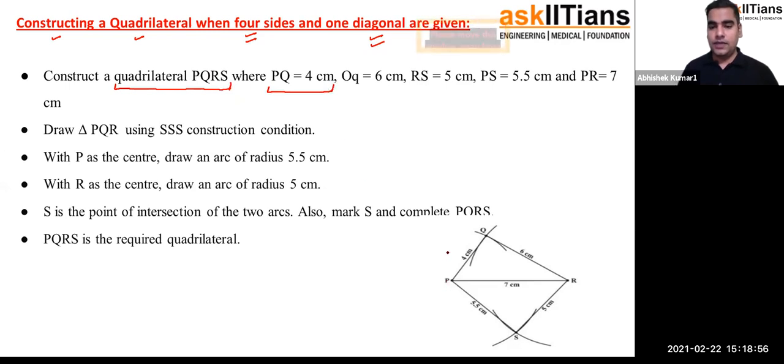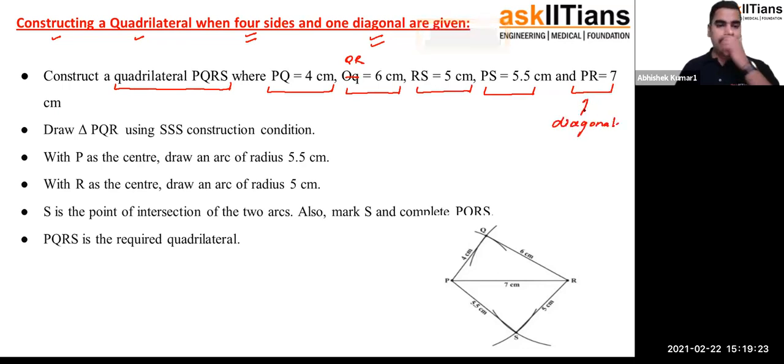Okay, so PQ is equal to 4 centimeter. Sorry, this should be QR. QR is equal to 6 centimeter. RS should be equal to 5 centimeter and PS should be equal to 5.5 centimeter. Apart from this, PR is equal to 7 centimeter, and this is the diagonal of the given quadrilateral.